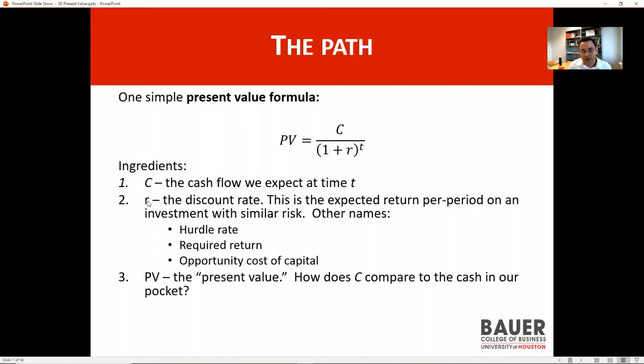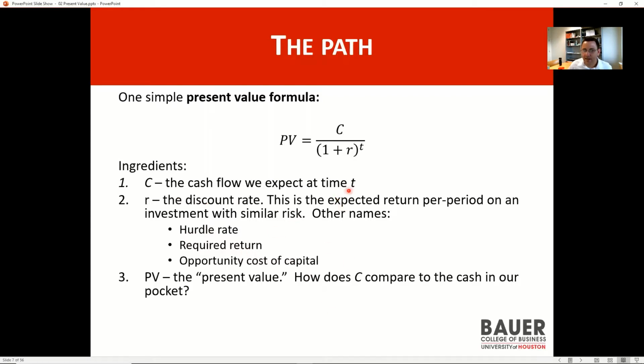Okay, R is the tricky ingredient here. This is the discount rate. We said it's got lots of different names: hurdle rate, required return, opportunity cost of capital. Okay, this is what we expect to earn on an investment with similar risk. Okay, so again, it's pretty subtle. We'll talk about that a lot this class, and that's why it's got so many different names.